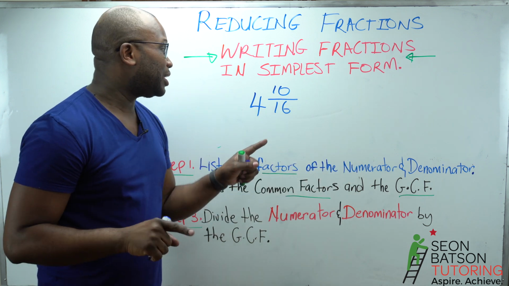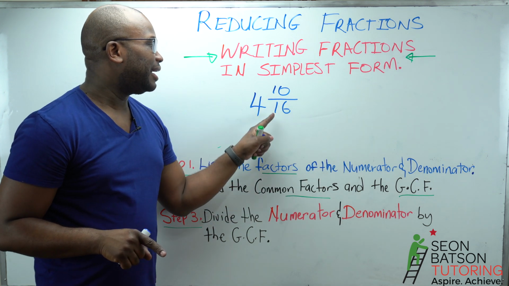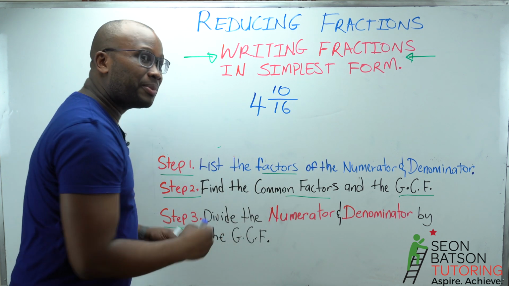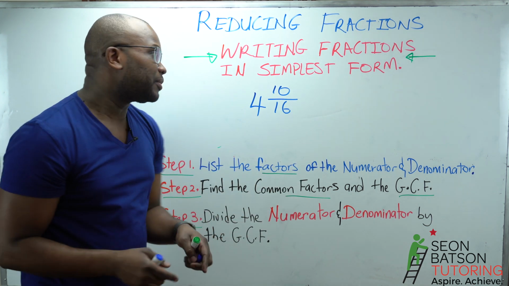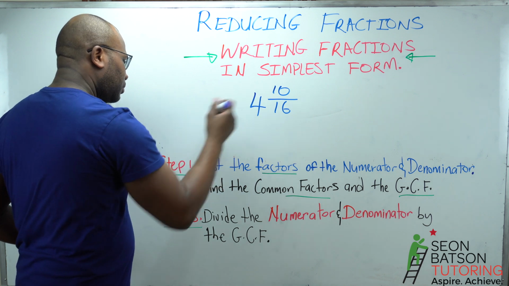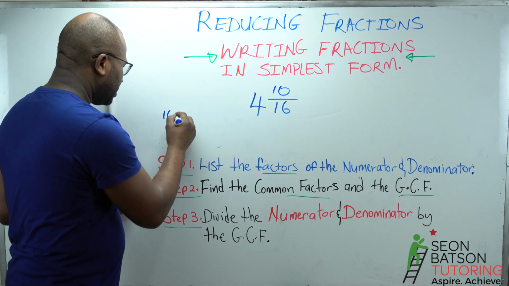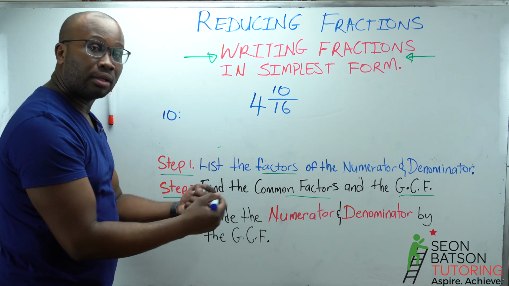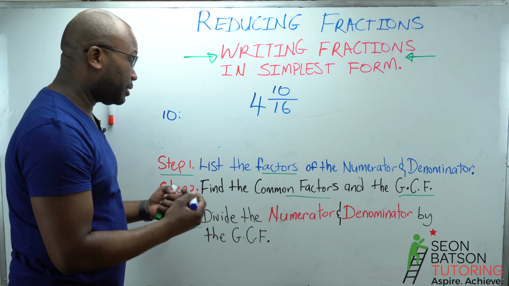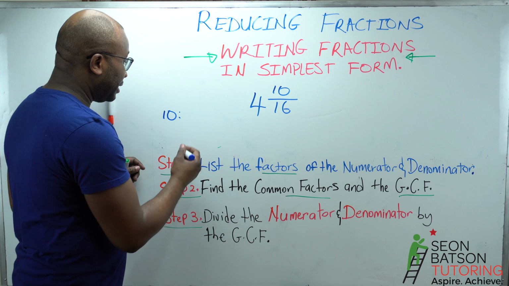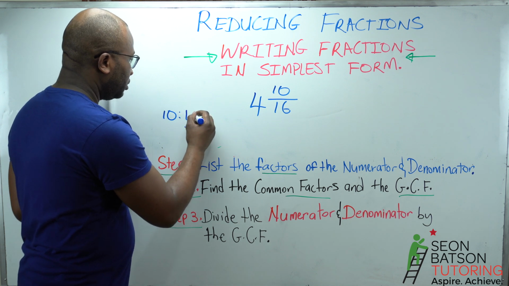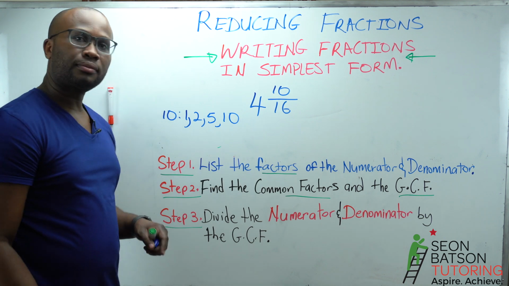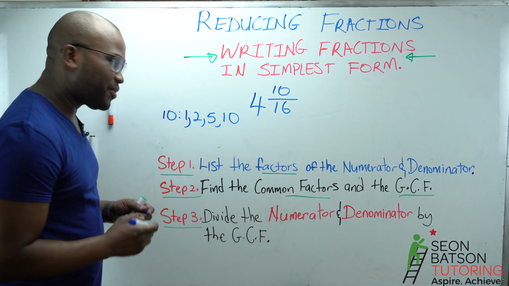Write down what is the greatest common factor of 10 and 16. All right, keep it there. And let's go through the steps and see if you were correct. So step 1, we will list the factors of the numerator first, which is 10. And the factors of 10 again are all the numbers that we can multiply to get 10. The numbers that we can multiply to get 10 are 1, 2, 5, and 10. So far, so good? All right.